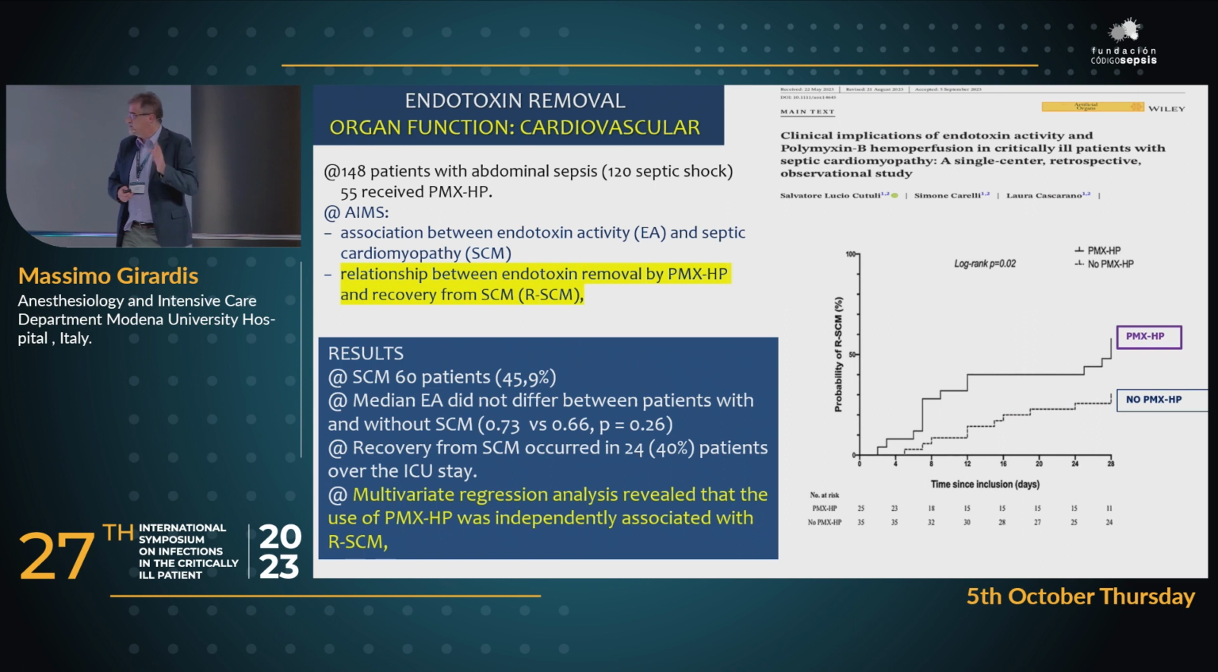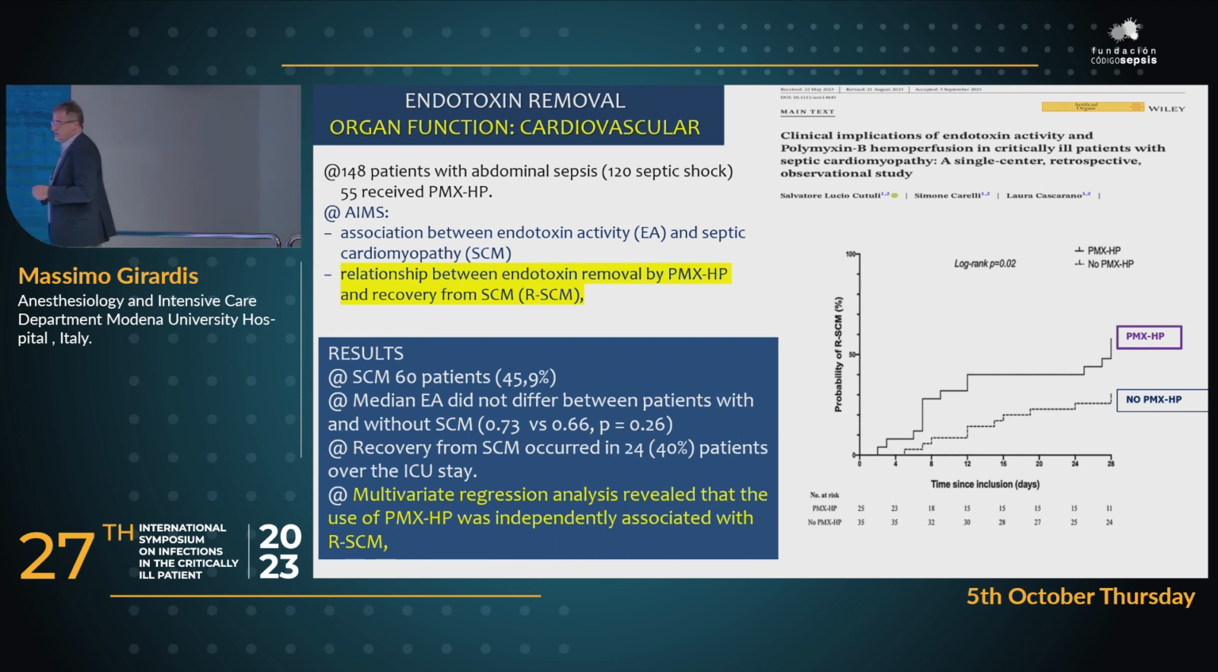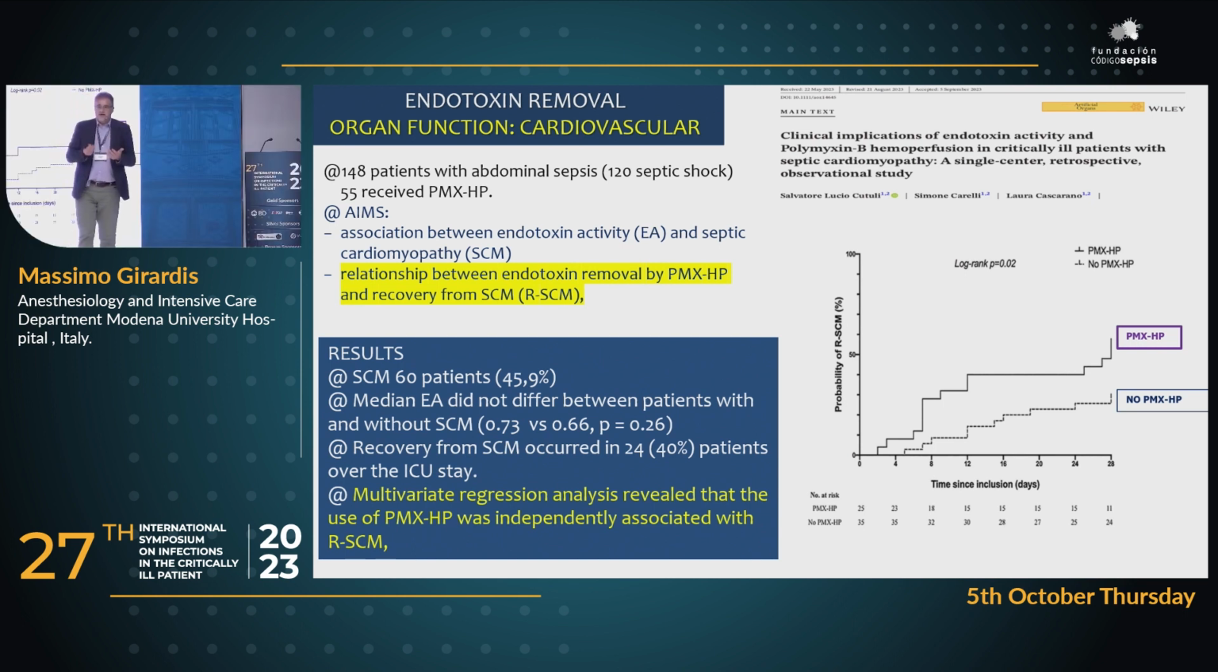But what is most interesting for me is again a study published from the group of Massimo, just published some days ago, on the effect of polymyxin-B on the reversal of septic cardiomyopathy that Jean-Louis presented before. They tried to understand first if endotoxic septic-associated cardiomyopathy is related to endotoxin, and if the clearance of endotoxin from the blood could reverse this cardiomyopathy. And there's no clear relationship between endotoxin activity and the possibility of expressing septic cardiomyopathy.